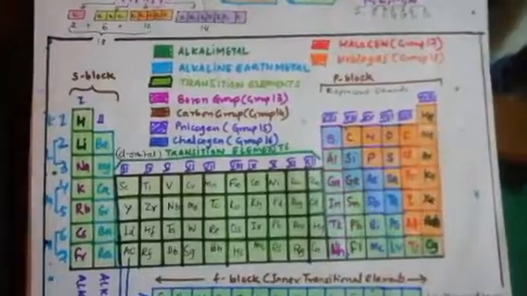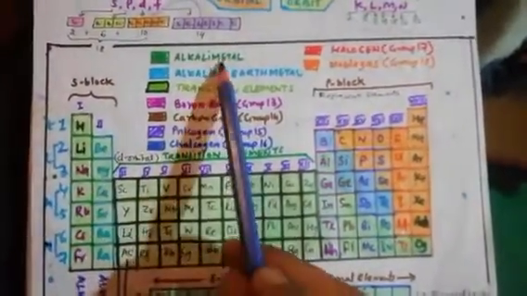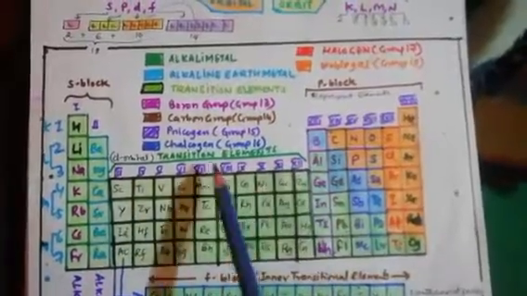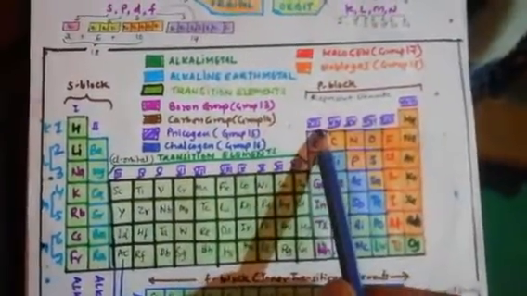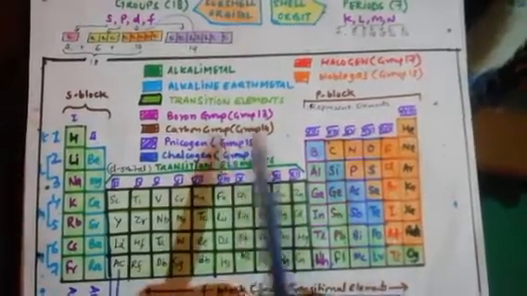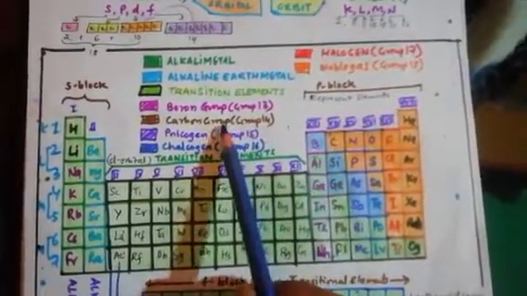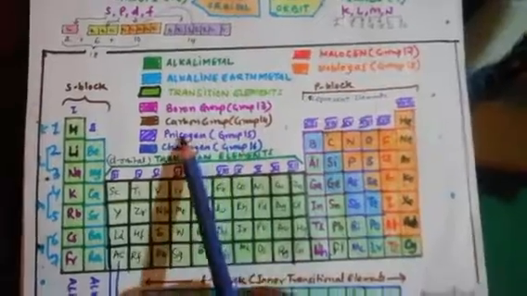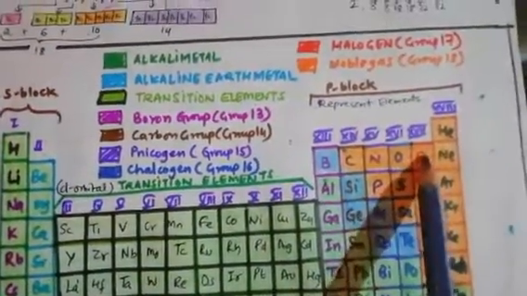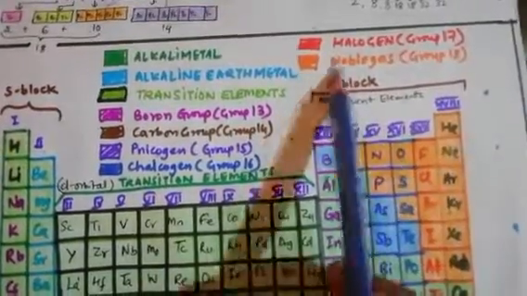Now the information about groups should be there. Group 1 is called alkali metals, group 2 is called alkaline earth metals, groups 3 to 12 are called transition elements, then group 13 is called the boron family, 14 the carbon family, 15 the nitrogen family, 16 the chalcogen family, then the halogen family, and the last one is the noble gas family.